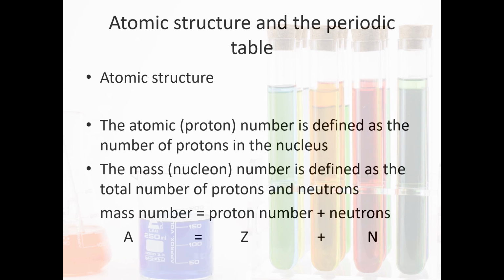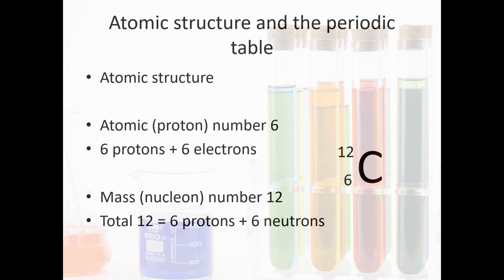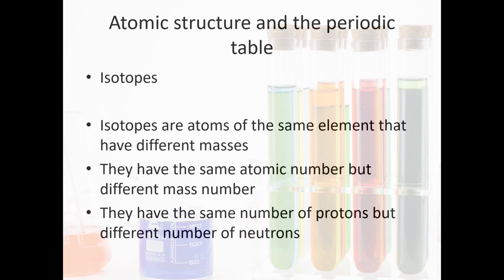The atomic, proton, number is defined as the number of protons in the nucleus. The mass, nucleon, number is defined as the total number of protons and neutrons. Mass number equals proton number plus neutrons. For carbon, atomic, proton, number is 6: 6 protons plus 6 electrons. Mass, nucleon, number is 12. Total 12 is equal to 6 protons plus 6 neutrons.